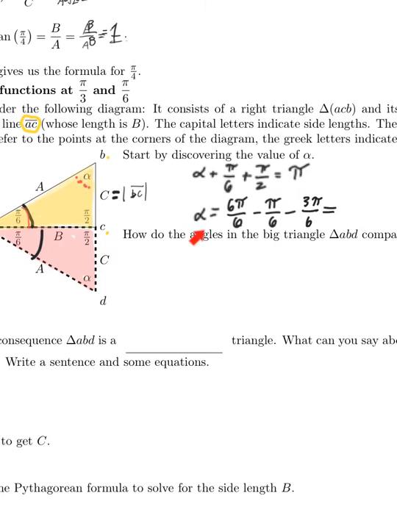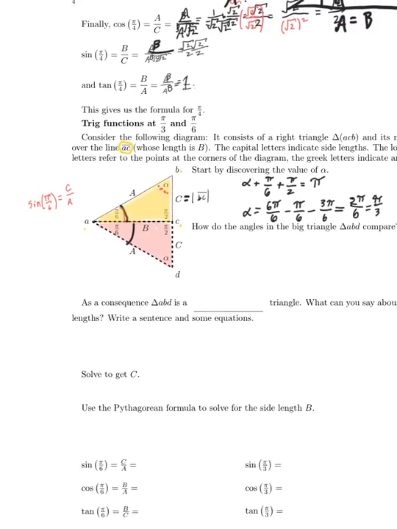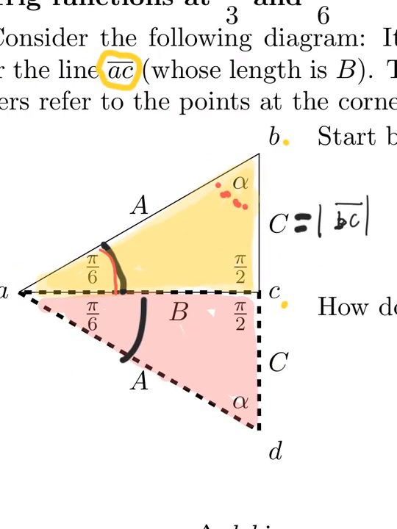Well, we can solve for alpha. All right, so 6 pi over 6 minus pi over 6 is 5 pi over 6, minus 3 pi over 6 leaves me with 2 pi over 6, which is equal to pi over 3. So that means this angle alpha is pi over 3. Now the red triangle is built by reflecting the tan triangle, so this angle must be the same size as that angle. So that bottom angle is also pi over 3.